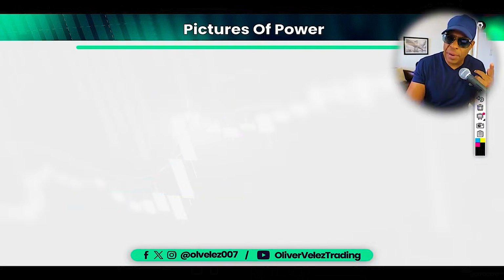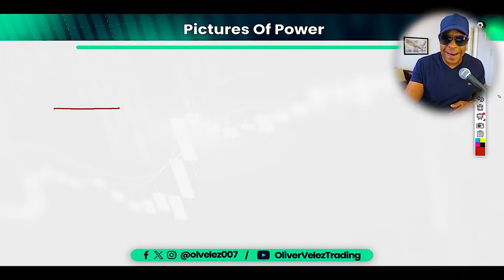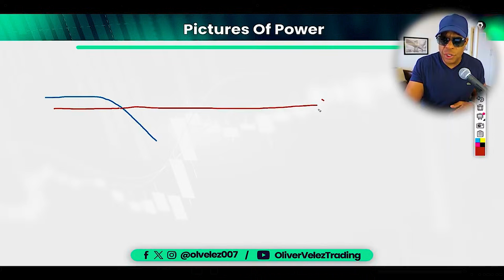Your bear picture of power is just the opposite, right? You have a flattish 200. Your 20 might start here, and your 20 starts to separate itself from the flattish 200. And we go from a relatively flat state to a trending state where your 20 is being separated and your stock is underneath, falling. All right?